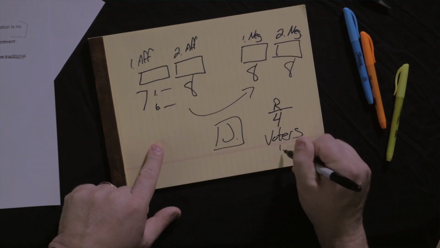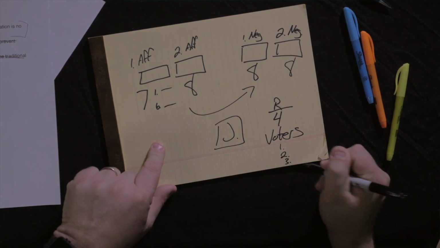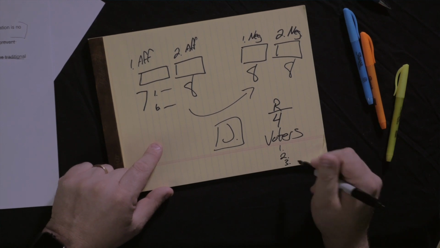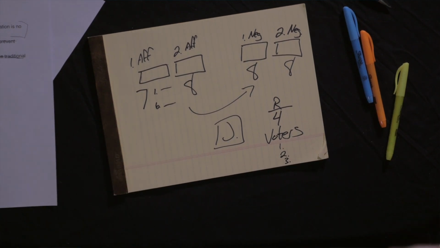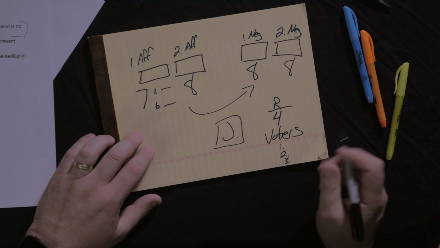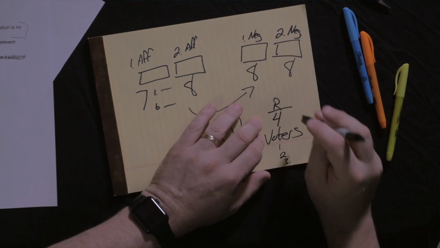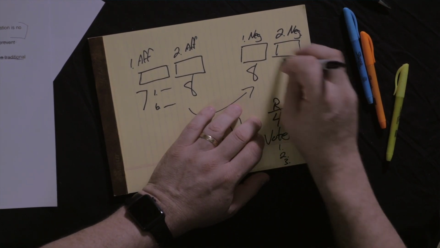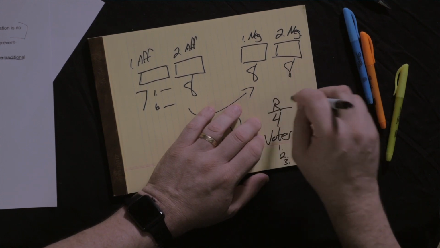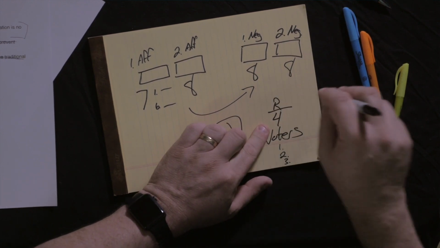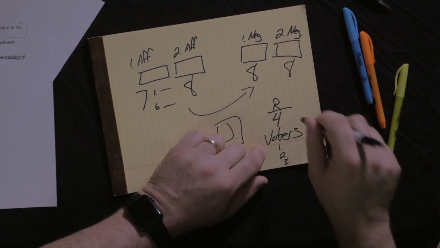But typically we have 1, 2, and 3 voters per side. Okay? So here are the top 3 reasons why we win the round. And that's what the negative team is going to be doing in that 4 minutes, as well as any other arguments that need to be brought up. But no new arguments in rebuttals. This is only summary speeches.